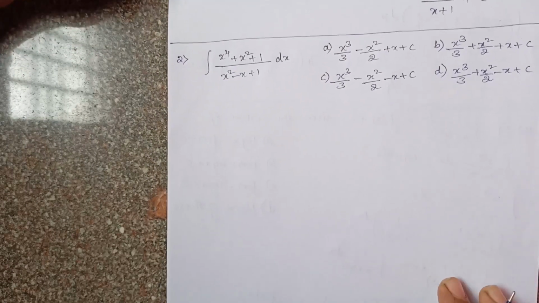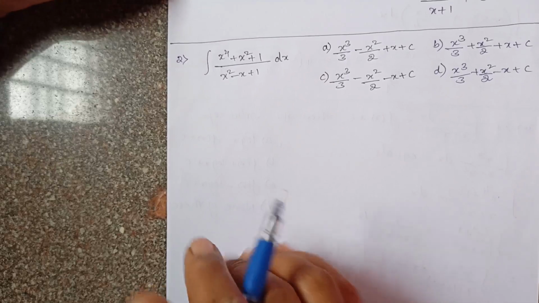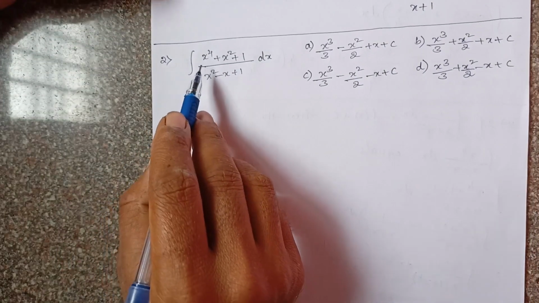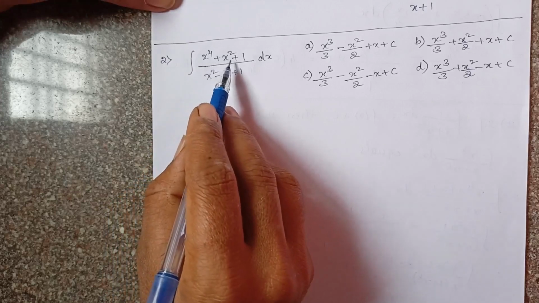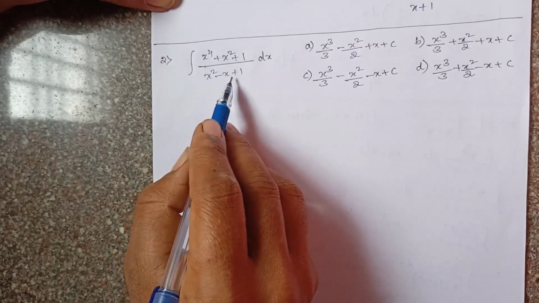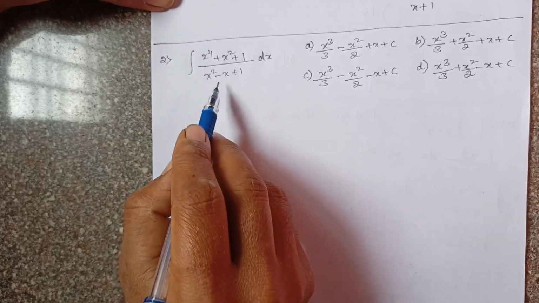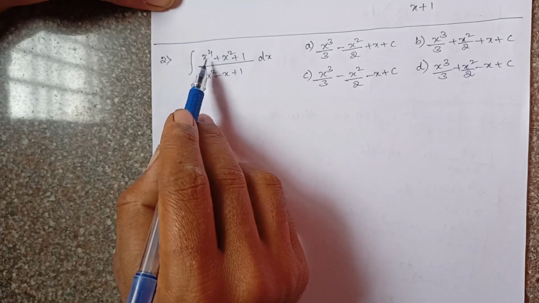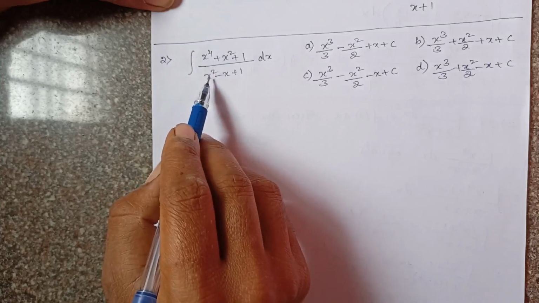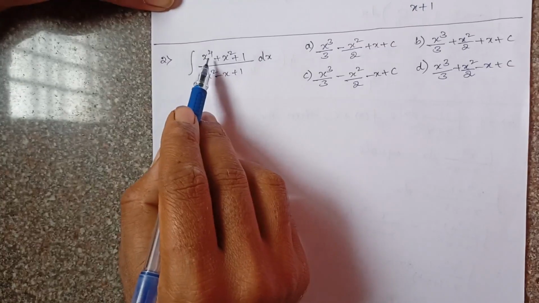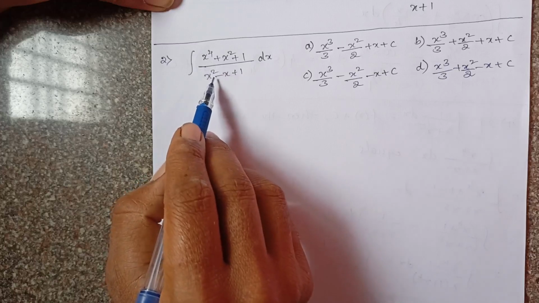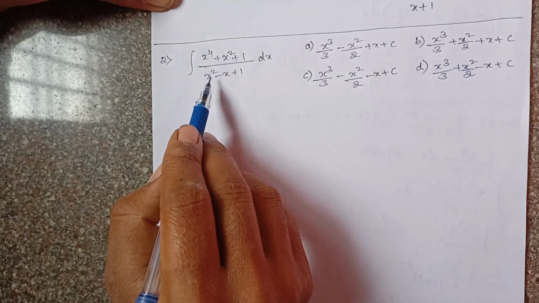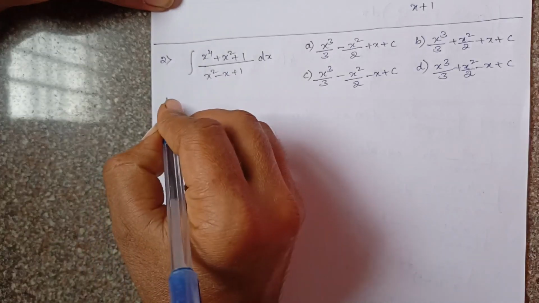Now answering second question. Second question is integration of (x raised to 4 plus x square plus 1) divided by (x square minus x plus 1) with respect to x. You see, it is in the improper fraction form. Means numerator power is 4, denominator power is 2. Means degree of the numerator polynomial is 4 and degree of denominator polynomial is 2. We can divide the numerator by denominator. Yes, let us divide first.